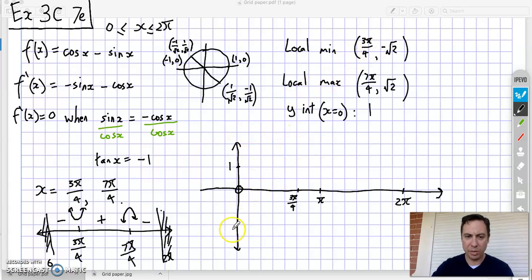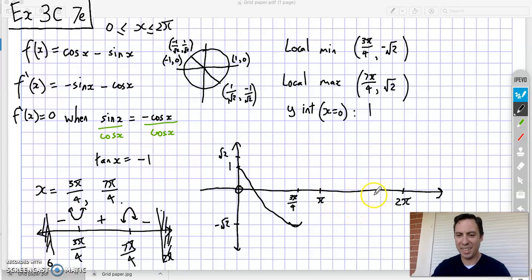At 3 pi on 4. Now root 2 is higher than 1. Root 2 is maybe about there. Okay, so if I try to keep this somewhat to scale, minus root 2, about here, and that's where my minimum is going to be, about there, right? I'm going to try and have it fairly round.